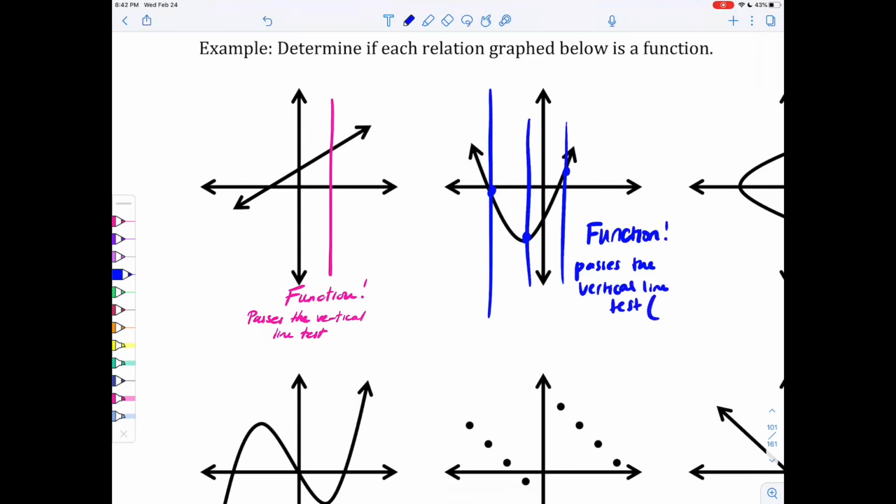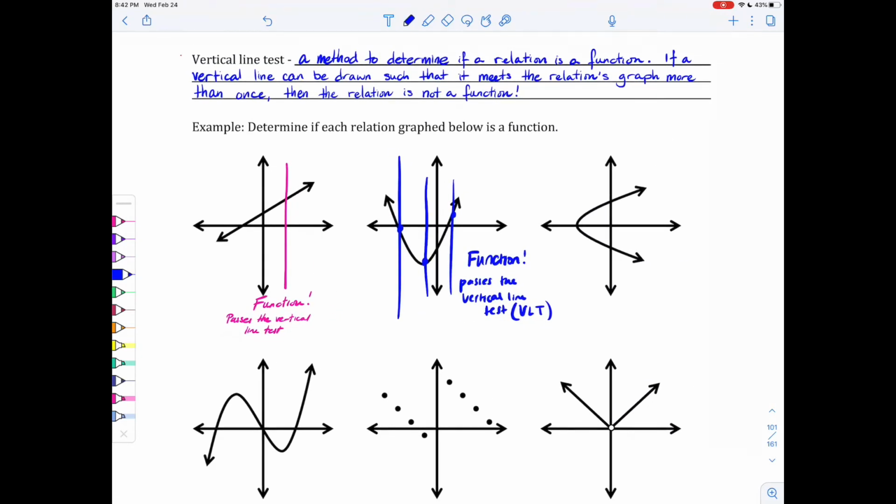I'm going to put VLT just for this lesson so that we don't have to write vertical line test every single time.